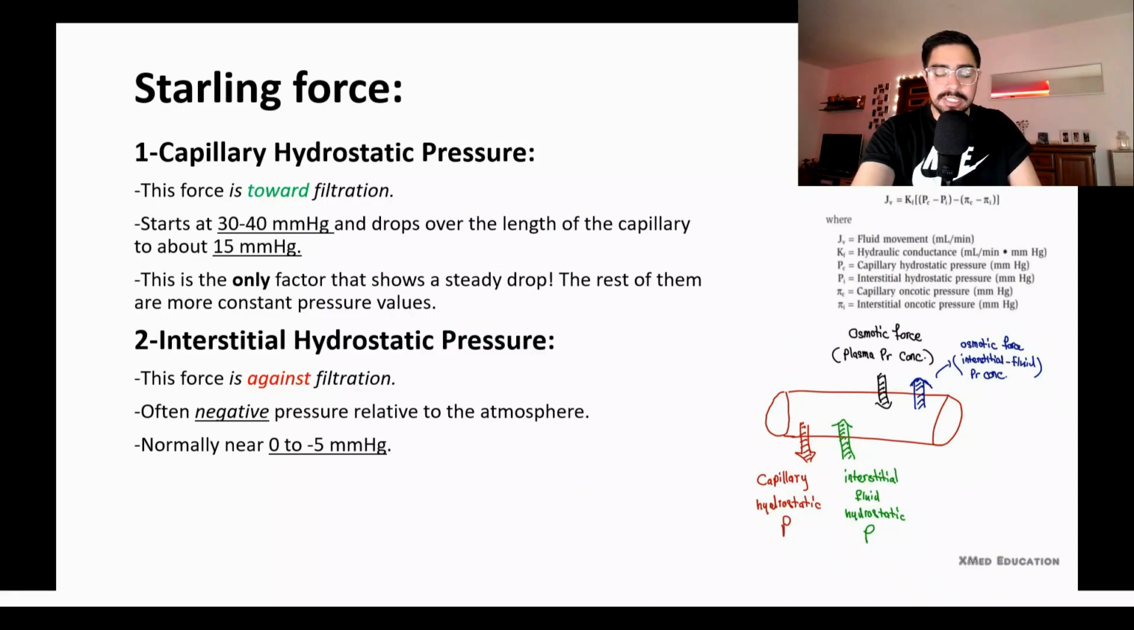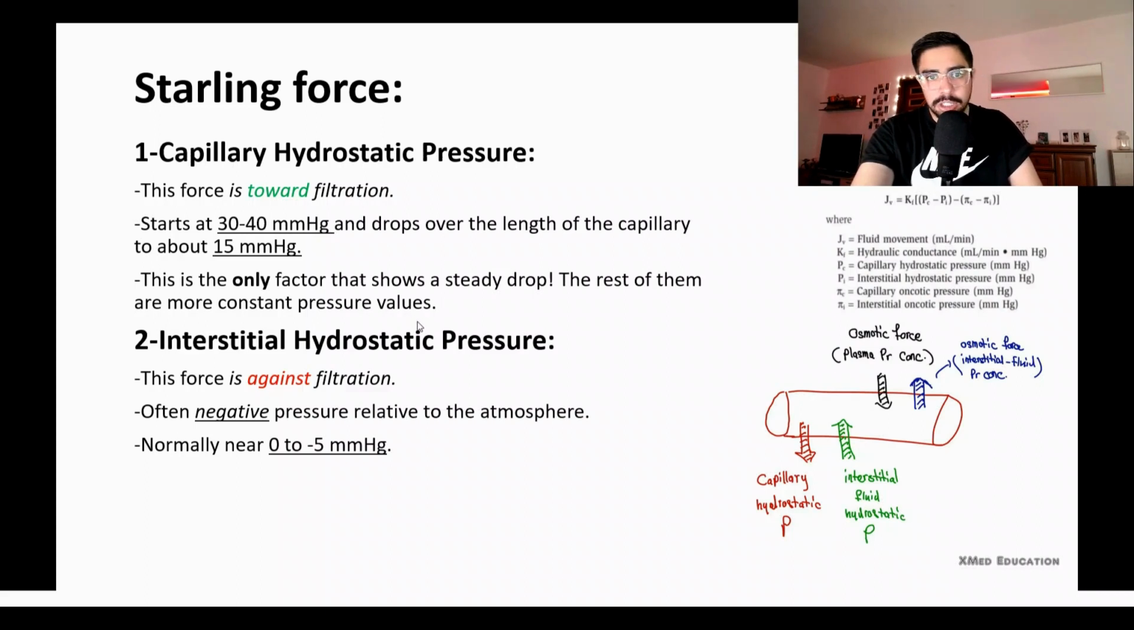So what are these four things that we talked about in the Starling force equation? Capillary hydrostatic pressure is the pressure that comes from our heart, the systolic blood pressure, and when it arrives at the capillary, in the beginning it is around 30 to 40 millimeters of mercury, and at the end it will be 15. Why? Because this hydrostatic pressure decreases as it passes through the capillary, and this is the only factor that changes. The other factors that we're going to talk about, like interstitial hydrostatic pressure and oncotic pressures, will be mostly constant.